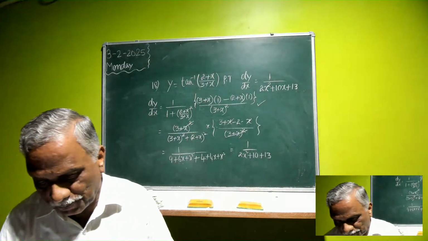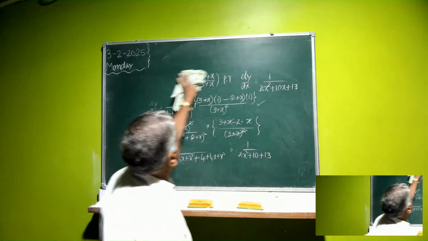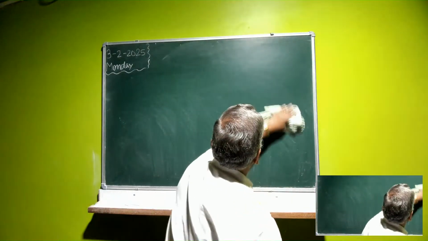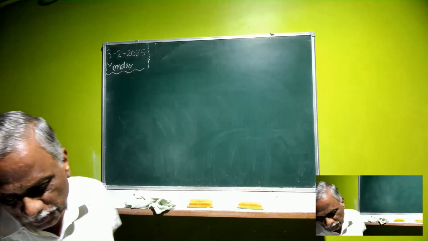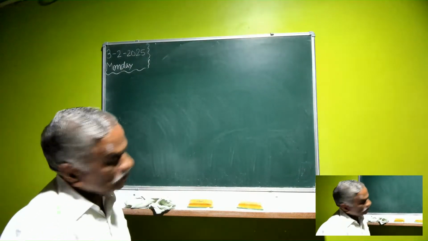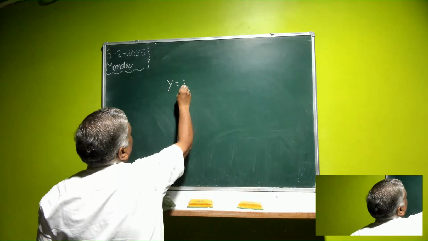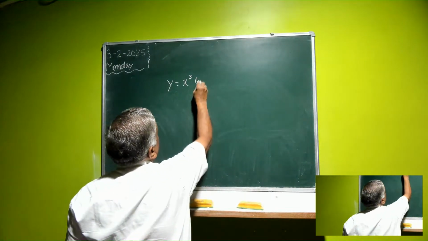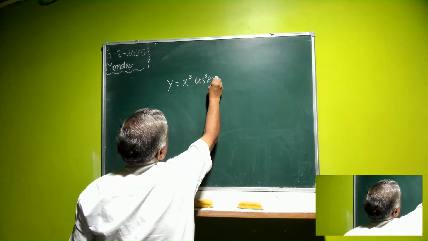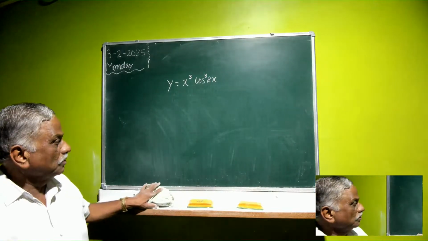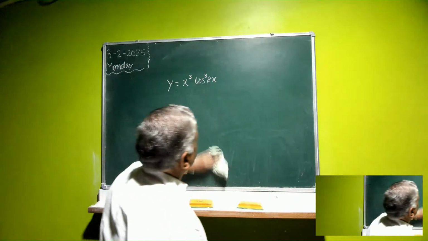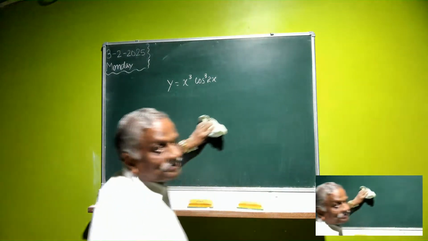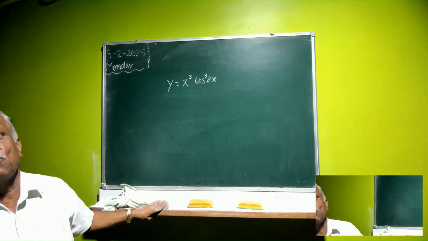Okay, let's go to the next problem. y is equal to x cube into cos cube 2x. I have chosen this problem because if you understand this clearly, then it means you have no problem with the chain rule. Because everything is involved here.